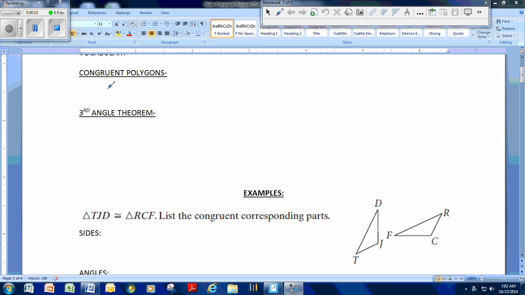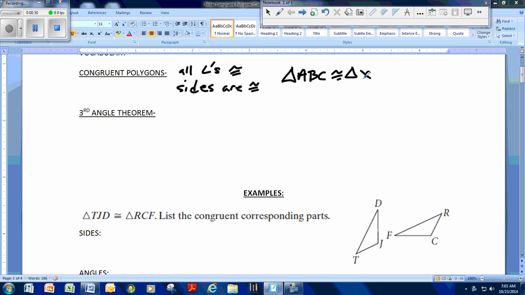In this lesson, we're going to discuss congruent polygons. With congruent polygons, all the matching angles are congruent, and also the sides are congruent. So for instance, if we had triangle ABC congruent to triangle XYZ, everything matches. Angle A matches angle X, angle B matches angle Y, and so on and so forth.